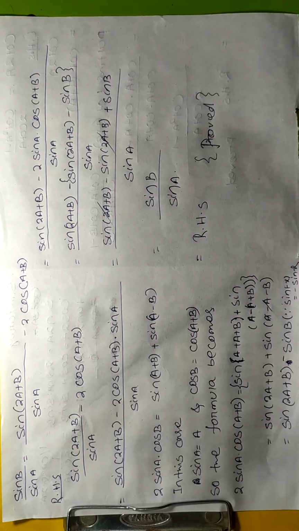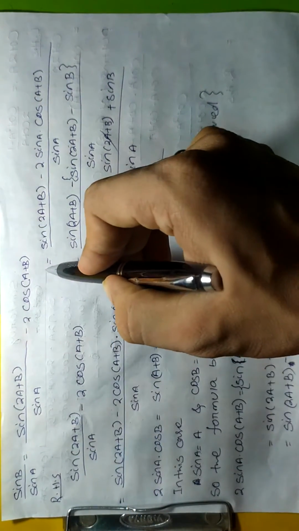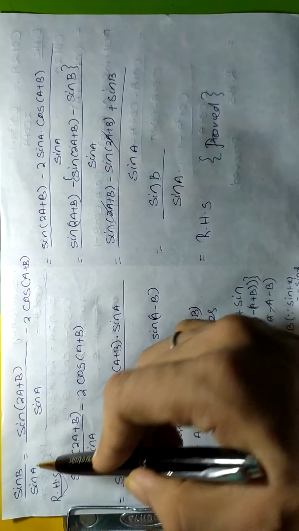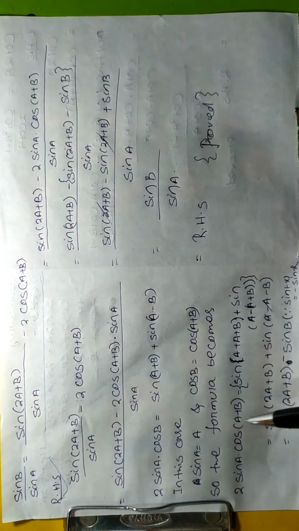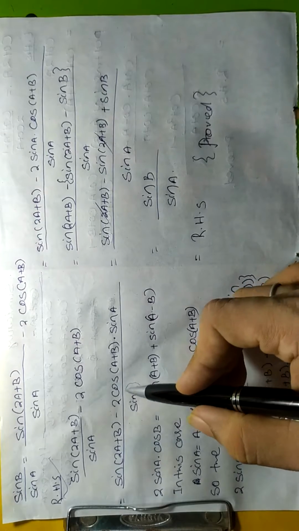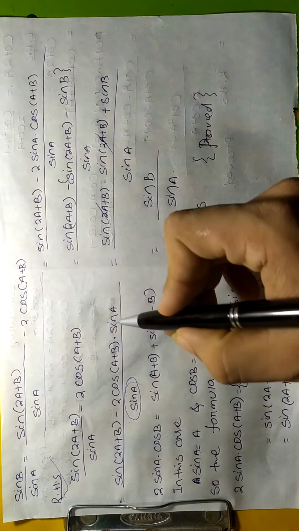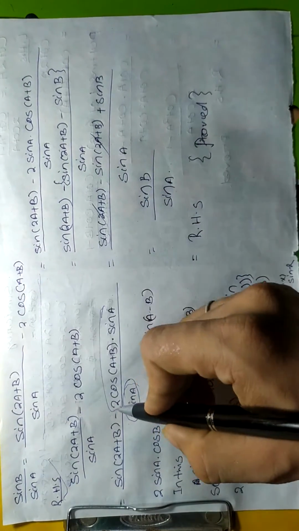Okay guys, today we are going to prove this problem. To prove this problem, we have to first take R.H.S because it is a very simple method. Okay, let's solve this. So after taking the R.H.S, we have to take L.H.S, sine as sine A. As a result, sine A becomes this term.